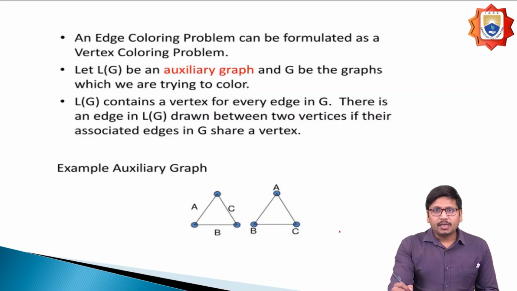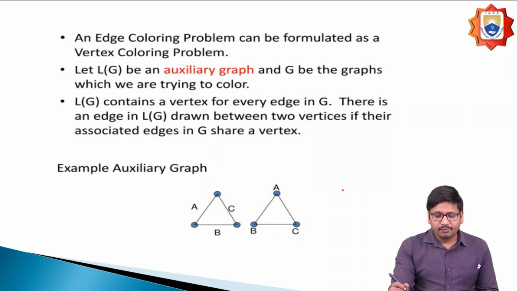So normally this edge coloring problem can be formulated from the vertex coloring problem only. Let L(G) be the auxiliary graph, and G be the graph we are going to color. L(G) contains a vertex for every edge in the graph G, and an edge in L(G) is drawn between two vertices if their associated edges in the graph share a common vertex.